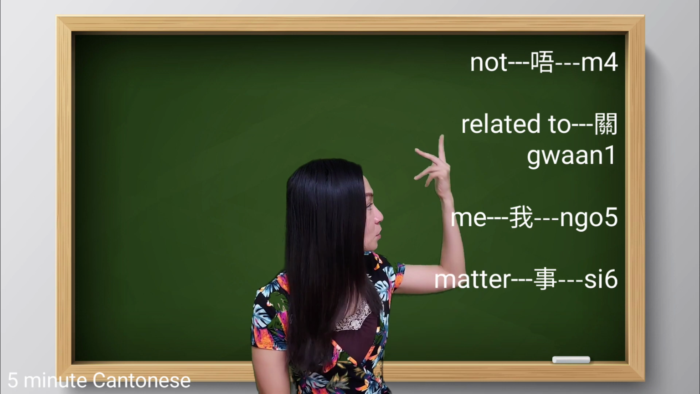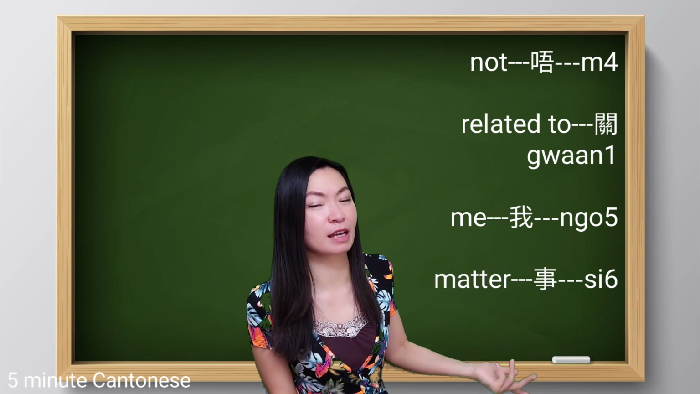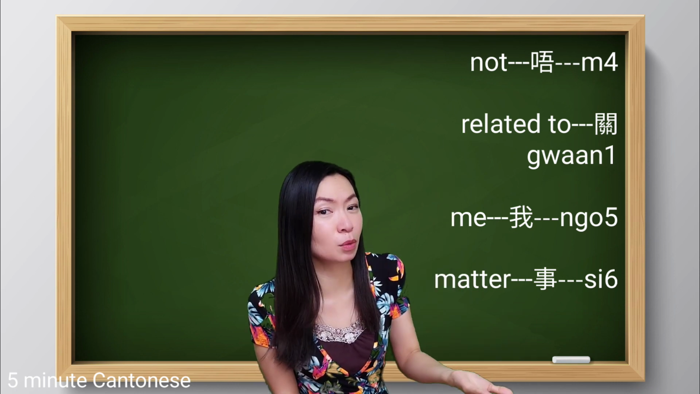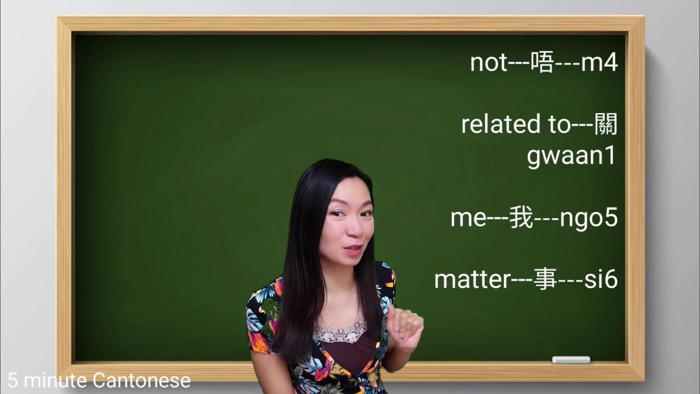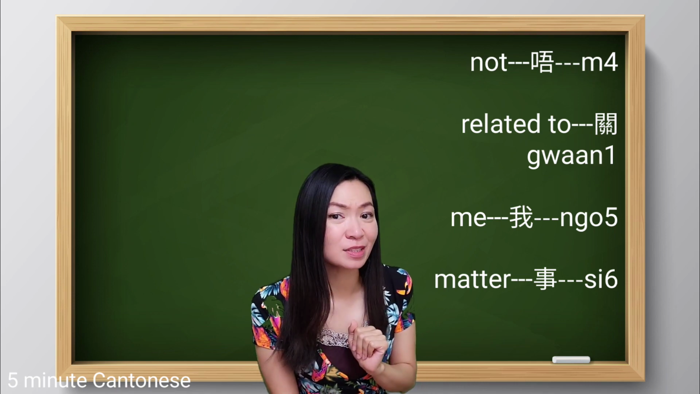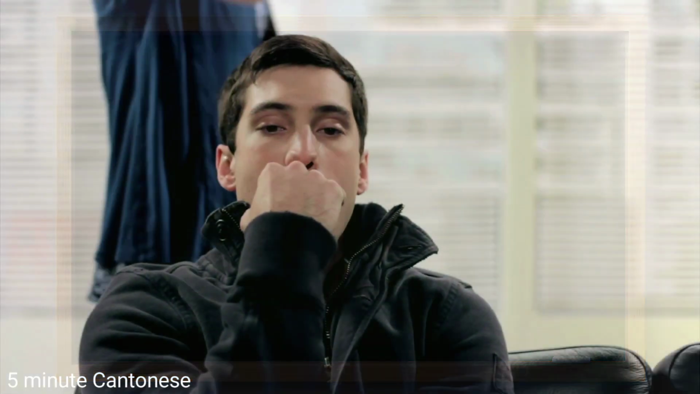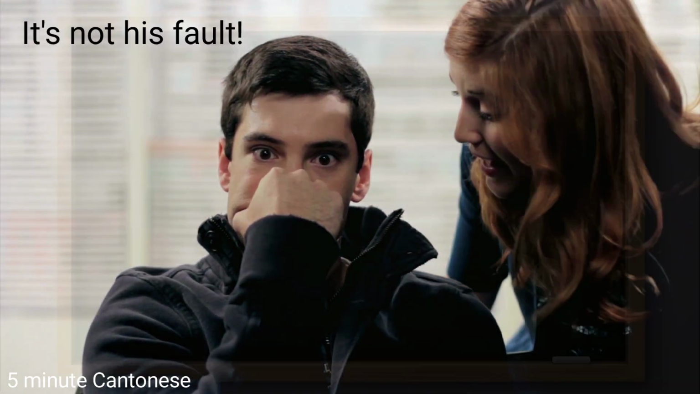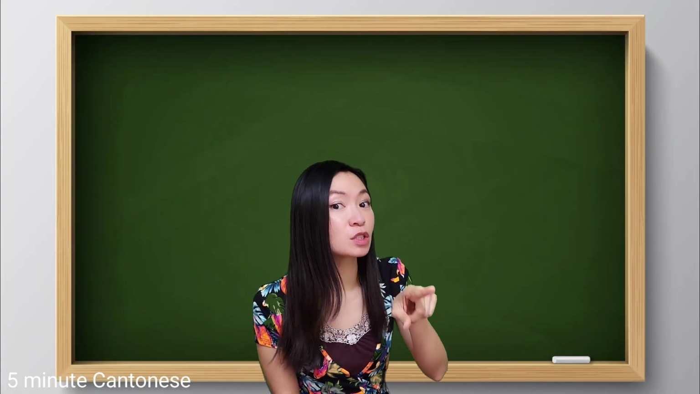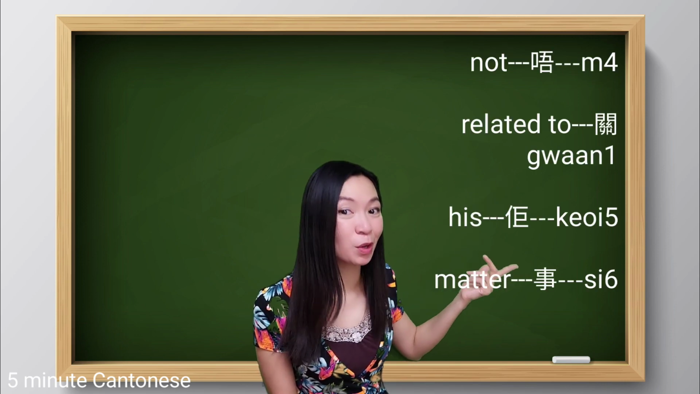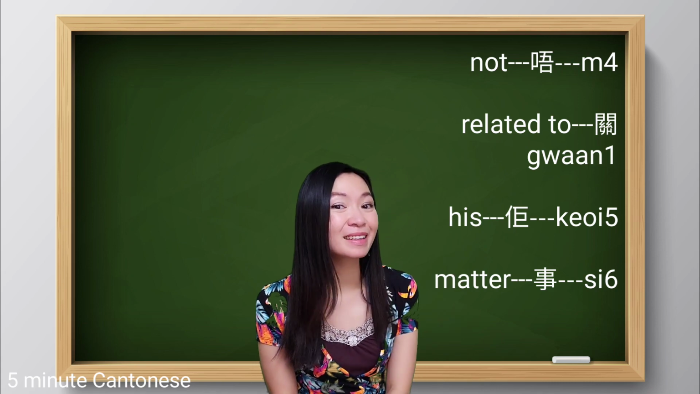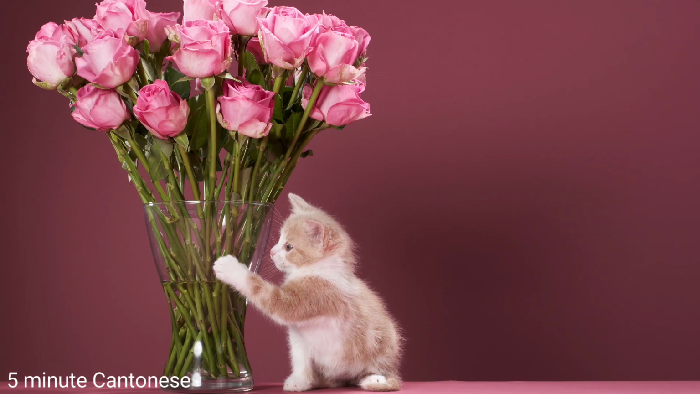So, how to say the opposite? Like, it's not related to me or it's not my fault. 唔关我事. It's not his fault. So, for example, you know it's not his fault. You can say, 唔关佢事.